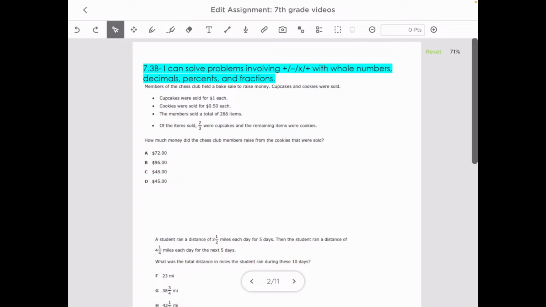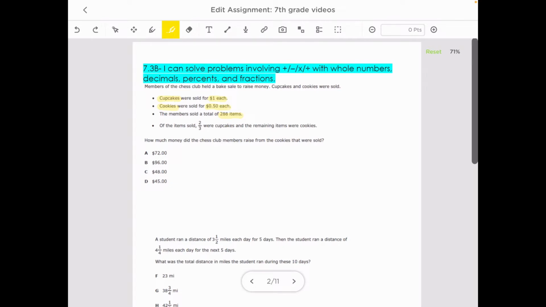The first one states members of the city chess club held a bake sale to raise money. Cupcakes and cookies were sold. So, okay, I know there were two things sold, cupcakes and cookies. It says cupcakes were sold for $1 each. So I need this information right here. Cupcakes, $1 each. And then it also tells me that cookies were sold for 50 cents each. It says the members sold a total of 288 items. So I need that information as well.